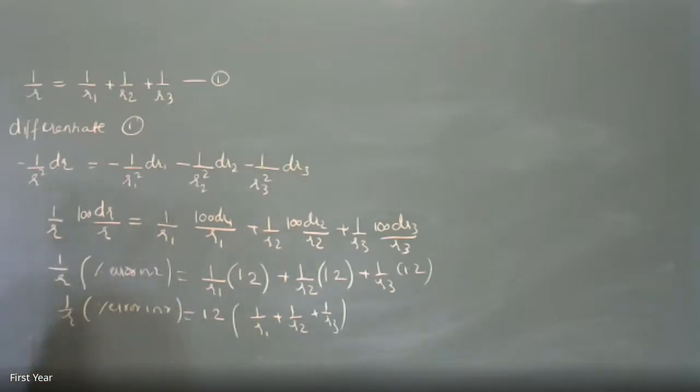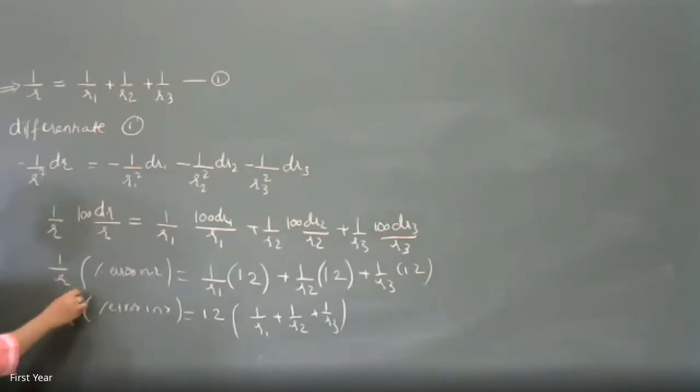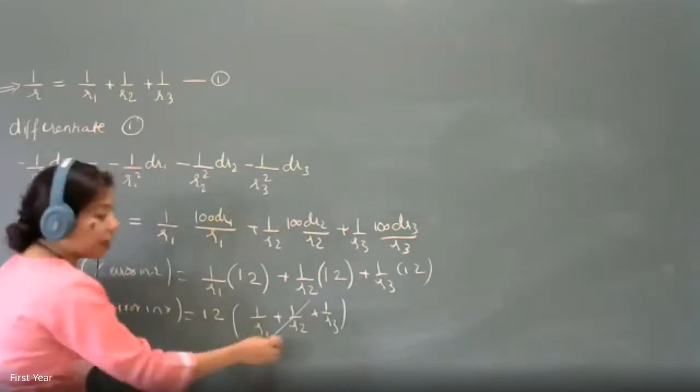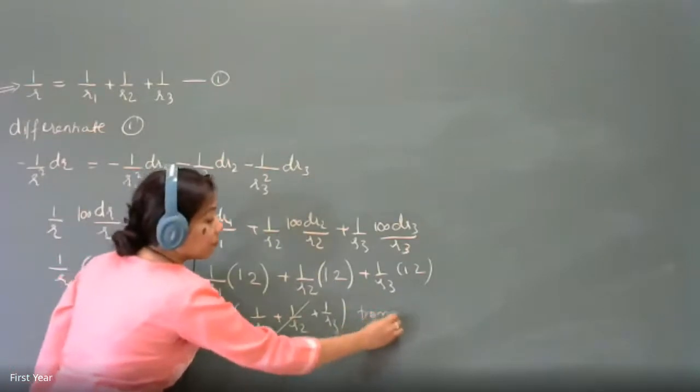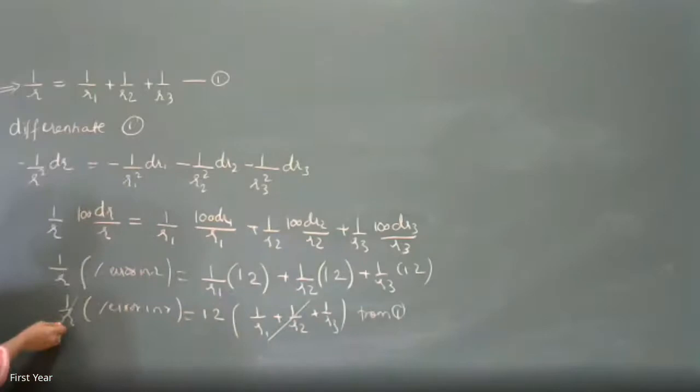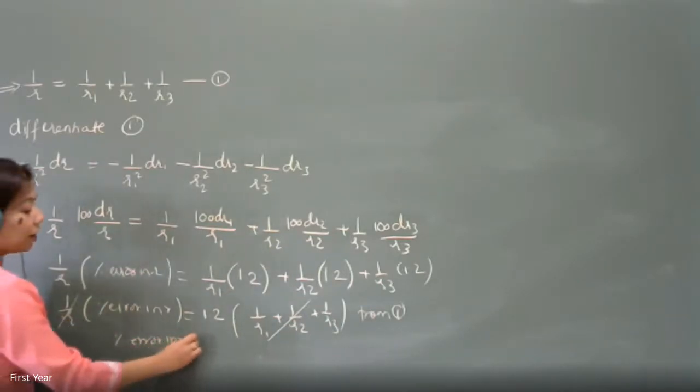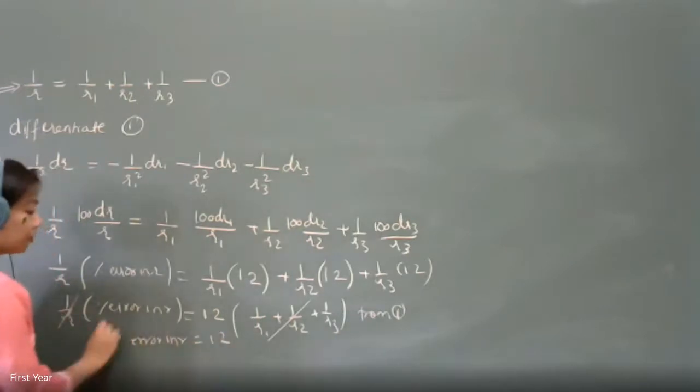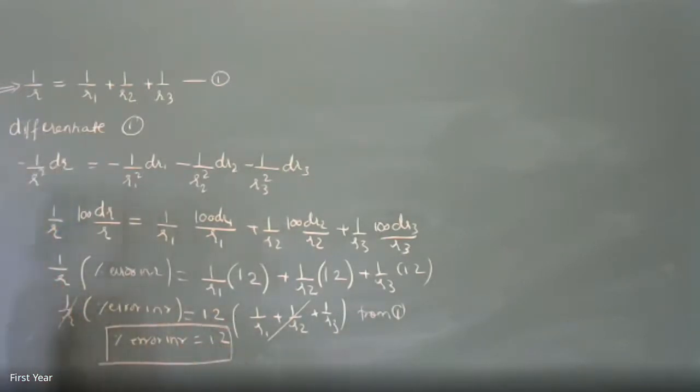Is this okay? So what's your answer now? What's the value of 1 by R? Look at equation 1. 1 by R1 plus 1 by R2 plus 1 by R3 is 1 by R. So you can cancel, and therefore percentage error in R is again plus 1.2. Is this okay? As simple as that.